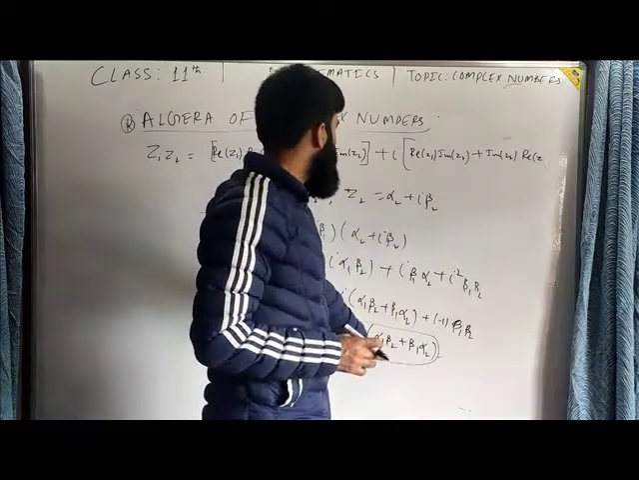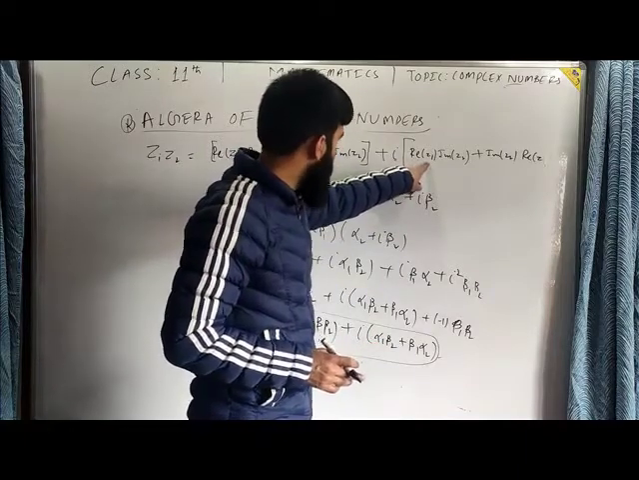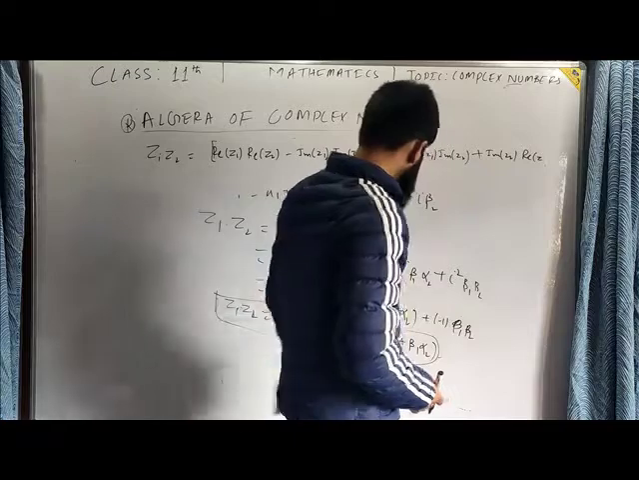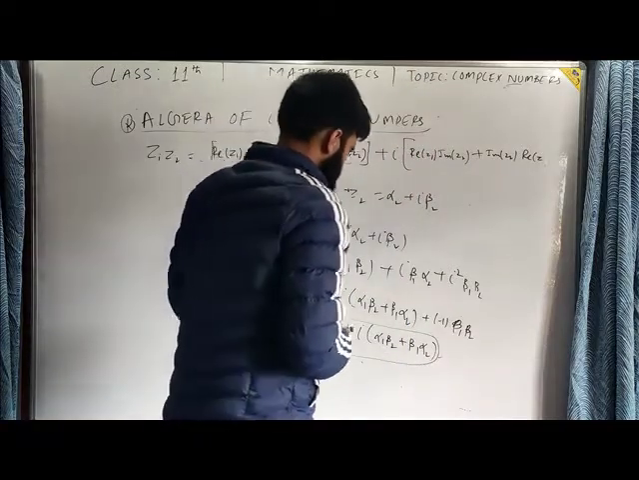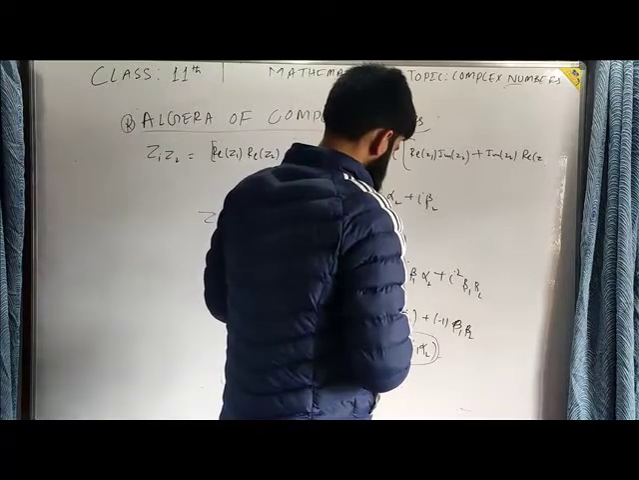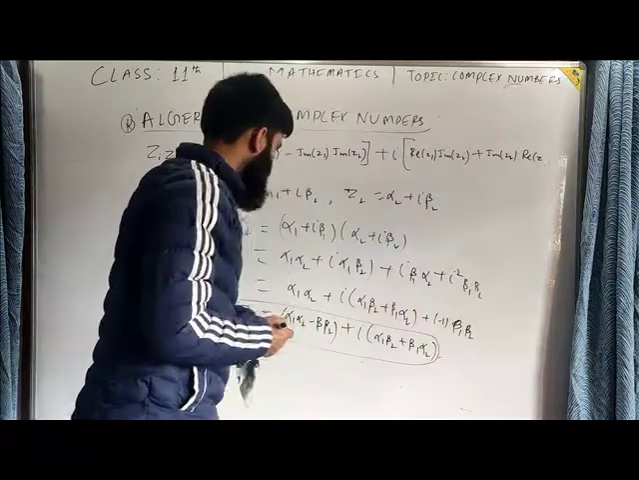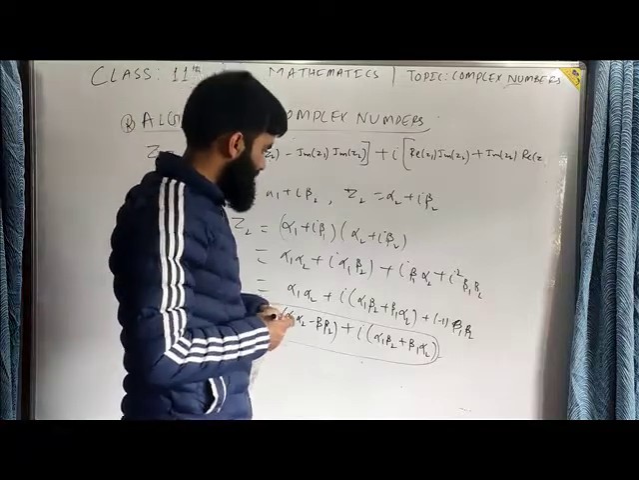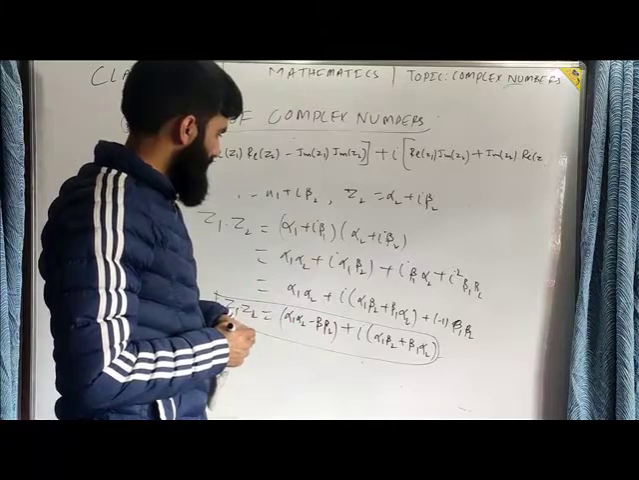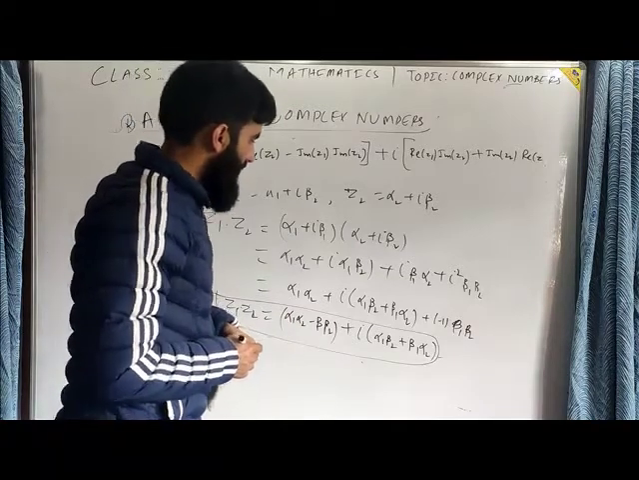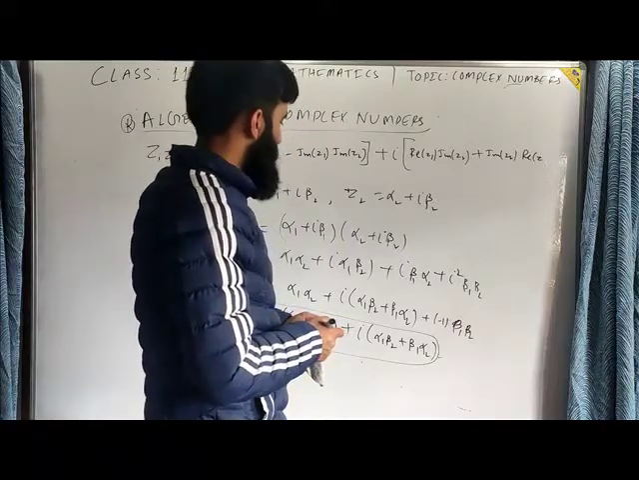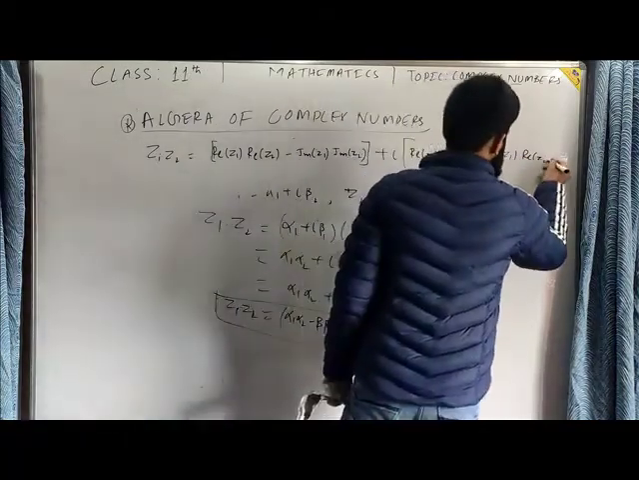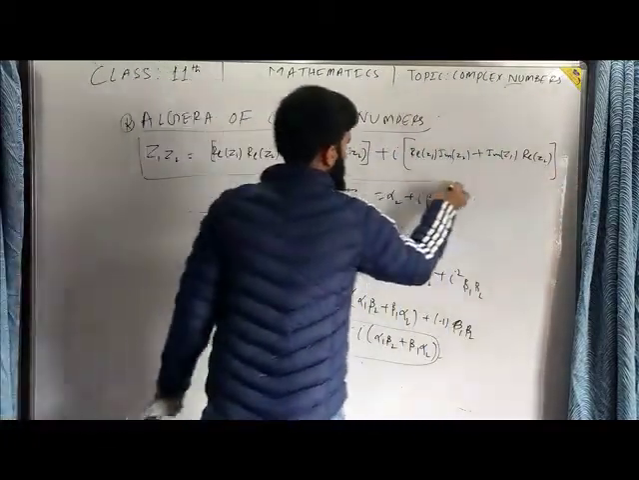Alpha 1 is what? The real part of the first, and the imaginary part of the second, then we have the imaginary part of the second and the real part of the first. The imaginary part of the first, and this is the real part of the second. So this you can have in a generalized manner.